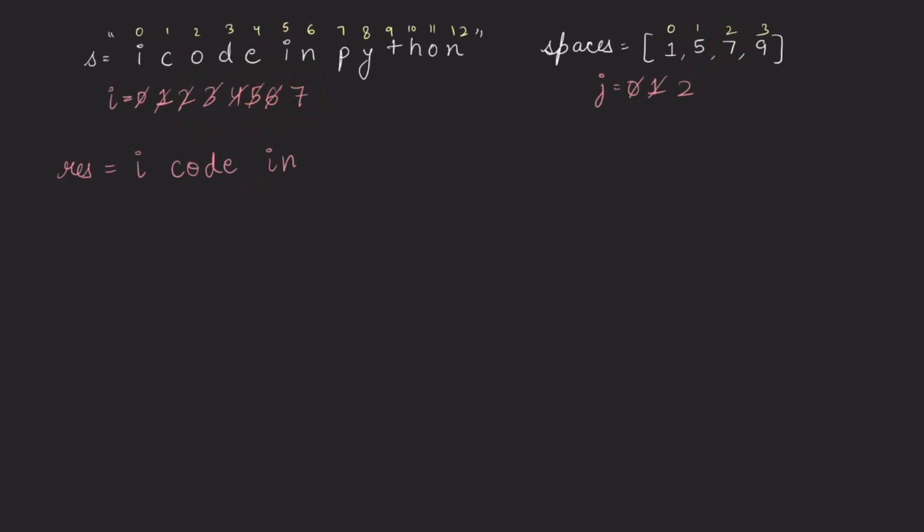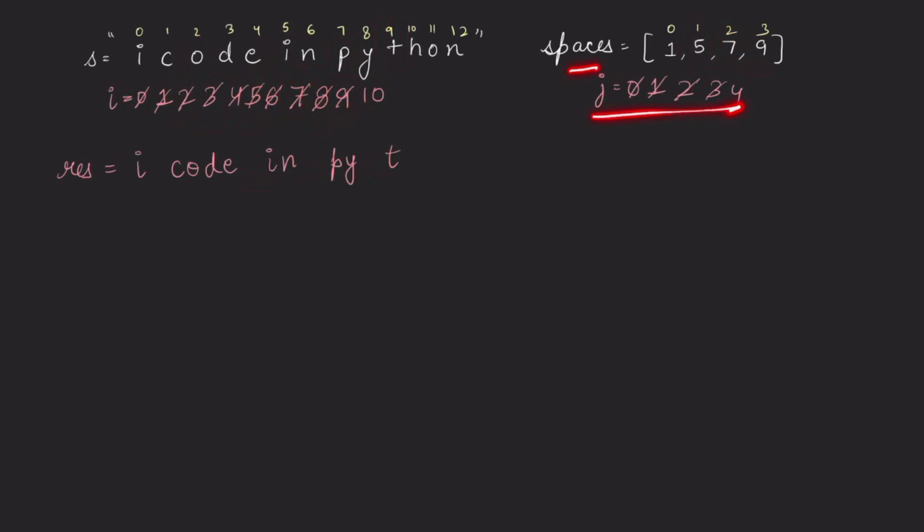So that means again we need to insert a space. So we'll insert a space here and then we will append this character. So P will come here. Now I will become 8 and J will become 3. Now this 8 is not equal to 9. So we should directly append this character. So Y will be appended here. I will become 9. Now this 9 has become equal to 9. So we should insert a space. So we will insert a space here and then we will insert this character. So T will come after the space. I will become 10, J will become 4.